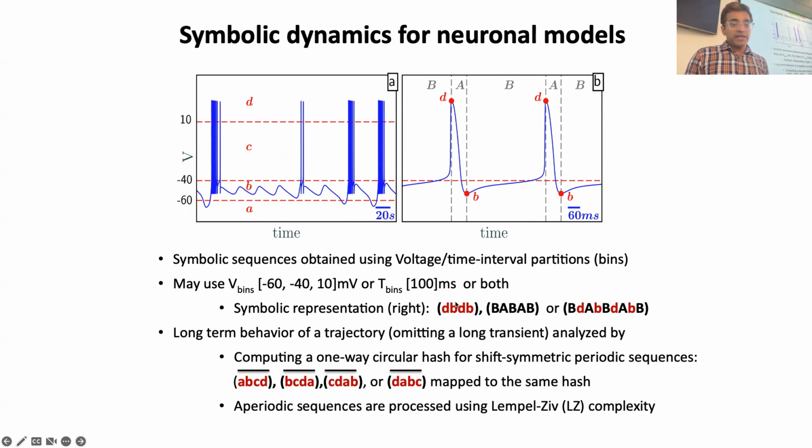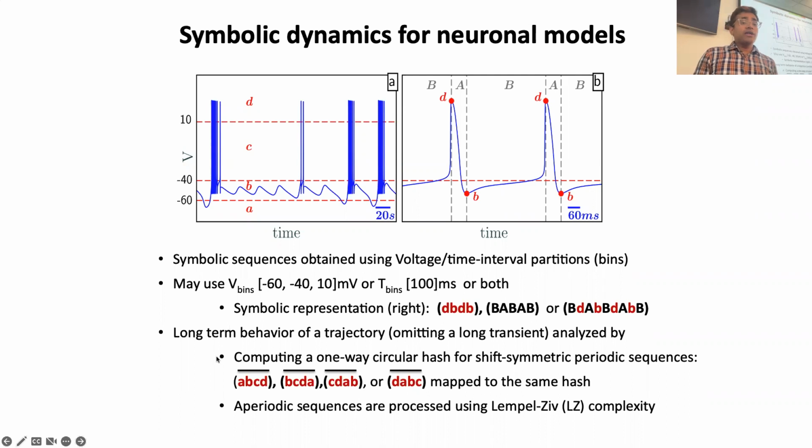So if we are using just the voltage partitions, this trajectory would be represented by the symbols D, B, D, B. And if it's a tonic spiking trajectory, it's a periodic sequence D, B, D, B. Similarly, if you are using time interval partitions, this would convert into capital B, capital A, capital B, capital A, and so on. And if it's tonic spiking, it's a B, A periodic sequence. And you could also use a combination of voltage and time interval partitions.